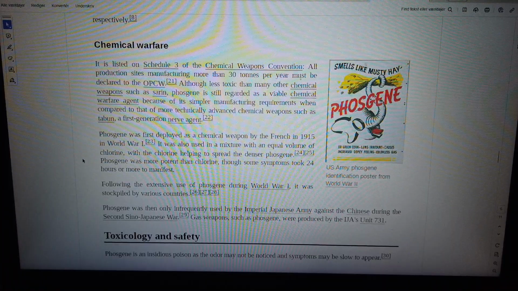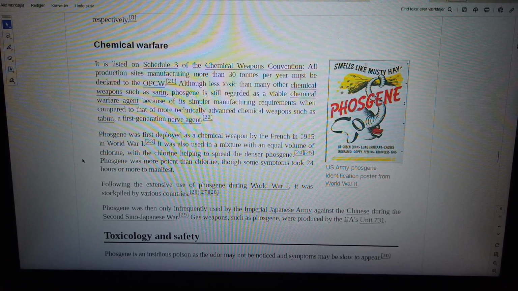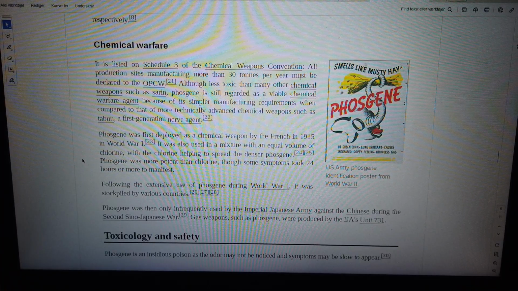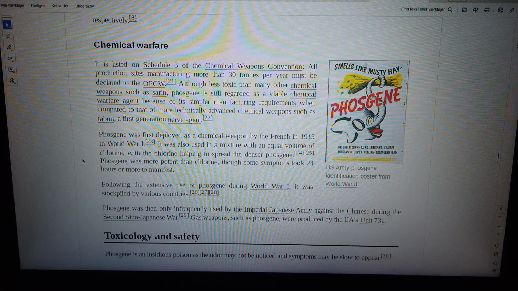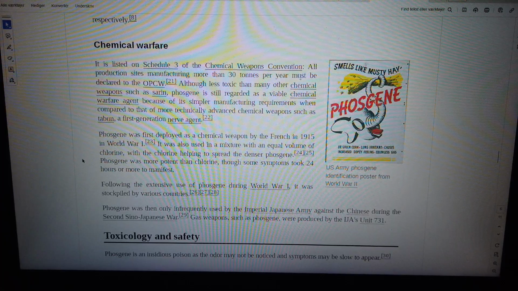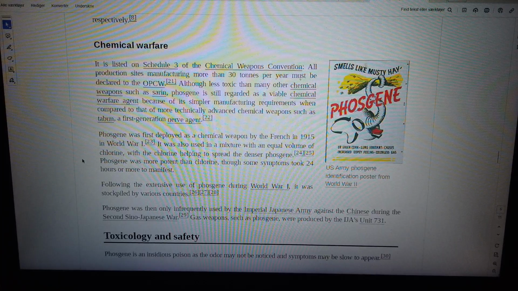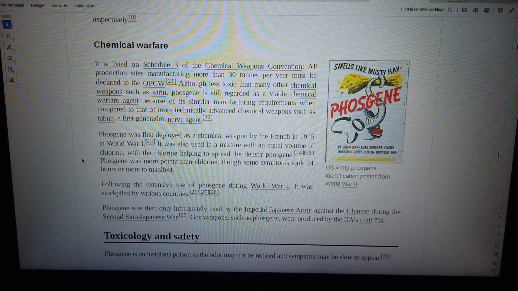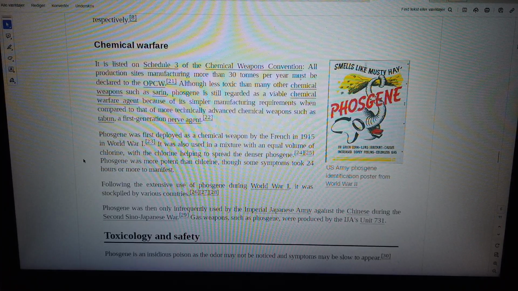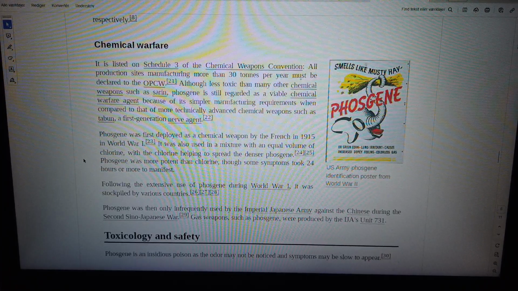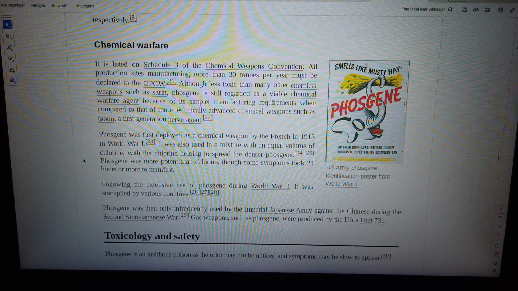Phosgene was then only infrequently used by the Imperial Japanese Army against the Chinese during the Second Sino-Japanese War. Gas weapons, such as phosgene, were produced by the IJA's Unit 731. Toxicology and safety. Phosgene is an insidious poison as the odor may not be noticed and symptoms may be slow to appear.